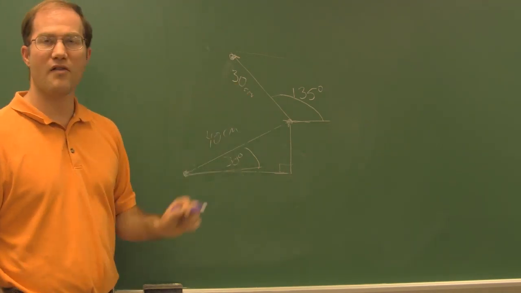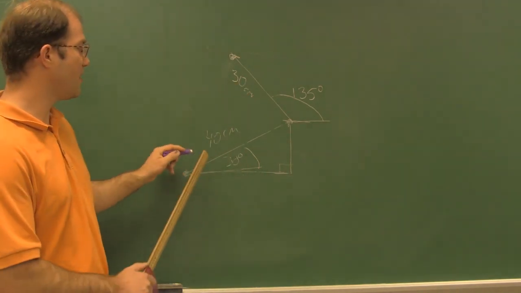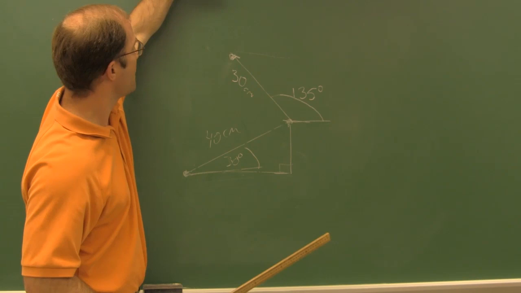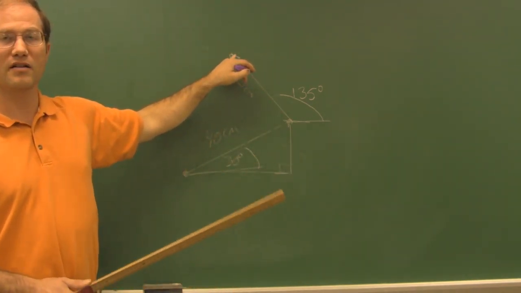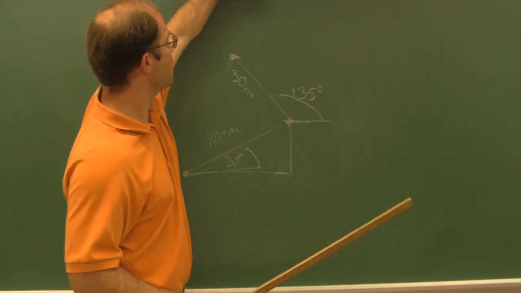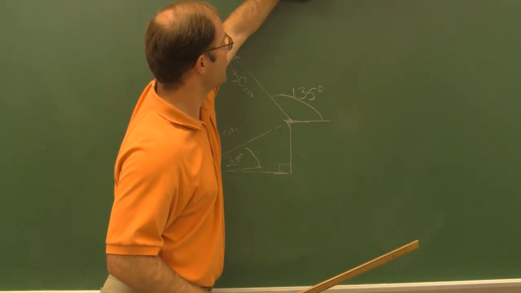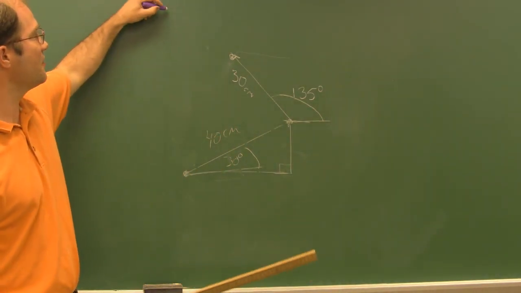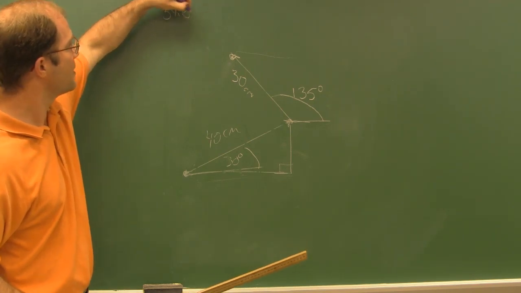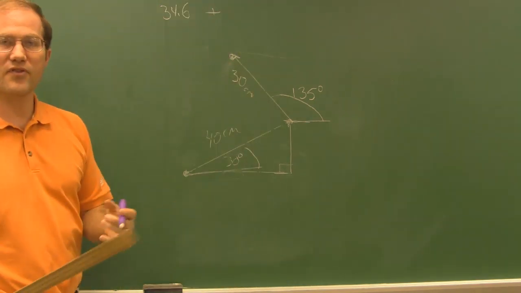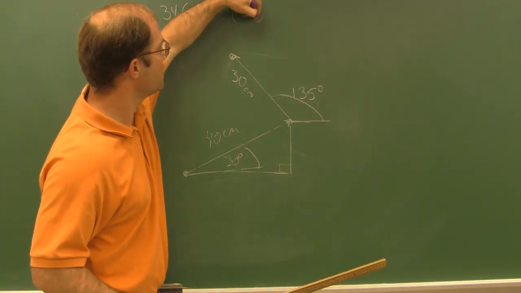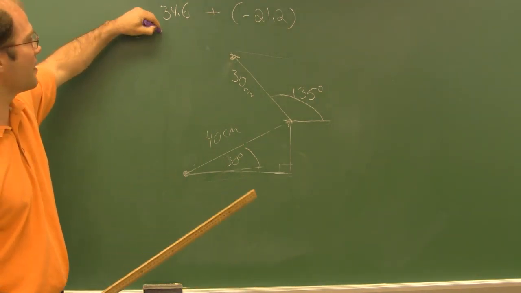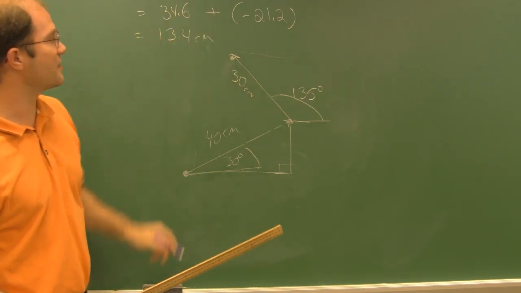So let's add up all the horizontal components here. Our horizontal components are 40 times the cosine of 30 degrees. This one has a horizontal component as well, so we can add these just like scalars. That's 30 times the cosine of 135 degrees. And so the total horizontal, 40 times cosine of 30 is equal to 34.6 centimeters. Add to that 30 times cosine of 135, that's equal to negative 21.2 centimeters. And so the total horizontal is 13.4 centimeters.